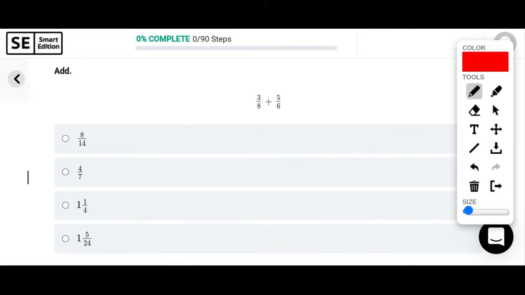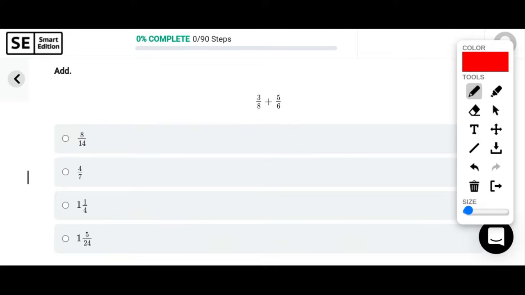Now we're on to question number 3, fractions. So we need to add 3/8 plus 5/6. So when we have to add a fraction, we need to have a common denominator. So to have a common denominator, I will show you 2 ways to go about that.